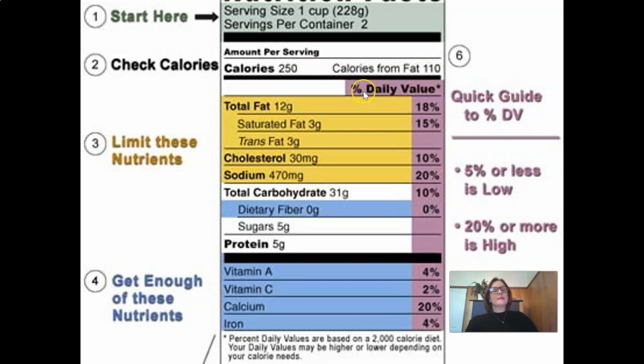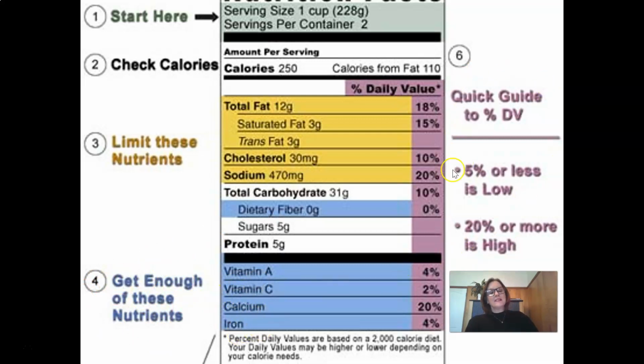We then look at the percentage daily value of nutrients that are available in the food label. So we want to limit these nutrients. We want to limit saturated fat and trans fat, cholesterol and sodium. And then we want to make sure that we get enough of these nutrients over here. Vitamin A, vitamin C, calcium and iron.